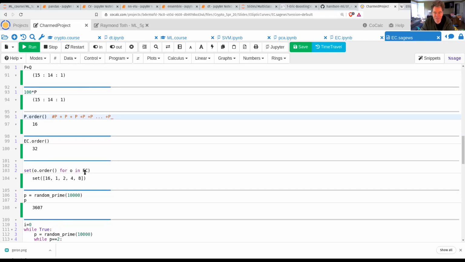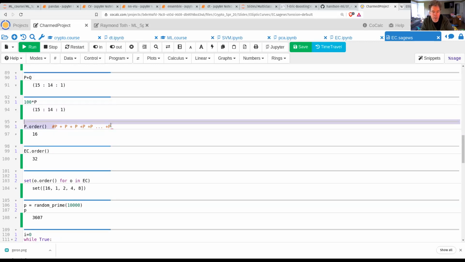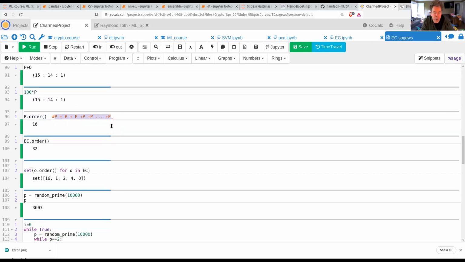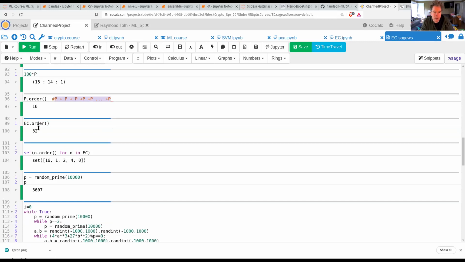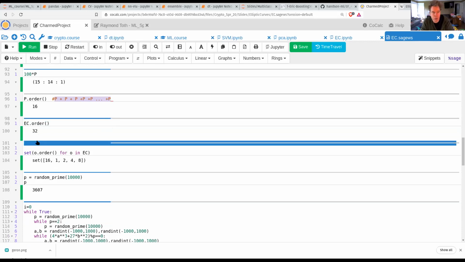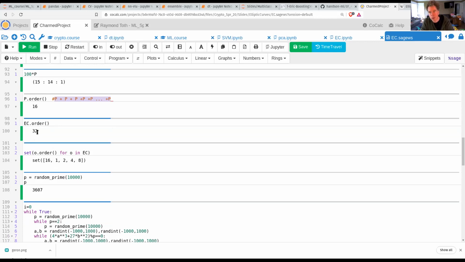A cyclic group is a group that's generated by a single element. So every element of the group would be like P plus P plus P plus P some number of times. This group cannot be cyclic because if you look at the order of every element, there's no element of order 32. An element that did generate the entire group would have to have order 32, but none of them do have order 32. So there's no generator, so it's not cyclic.